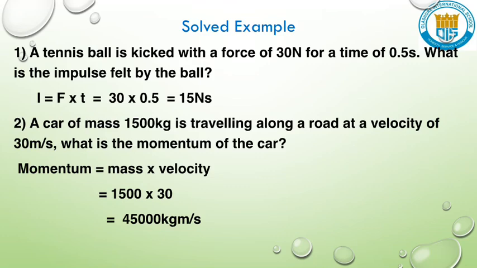The second example is about a car that has a mass of 1,500 kilograms, and you are asked to find its momentum given that its velocity of motion is 30 meters per second. That also is straightforward. Momentum is mass times velocity. That gives us 45,000 kilogram meters per second.